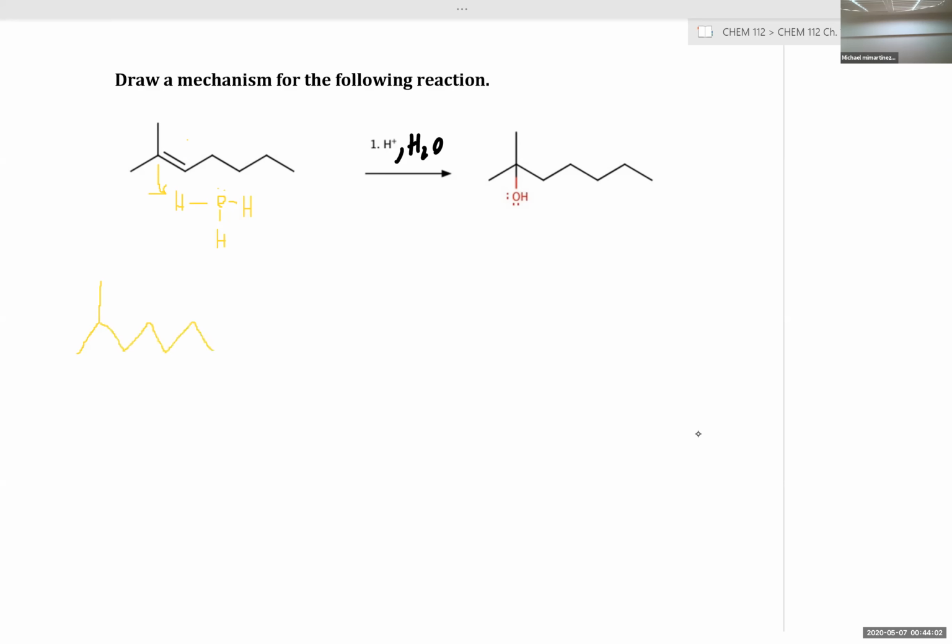And just to help this person drawing out, would everyone think, are we going to make a secondary or tertiary carbocation? Secondary or tertiary? Yep, tertiary. It's more stable by far. Okay, perfect. So we have our carbocation generated, and what's going to attack our carbocation?